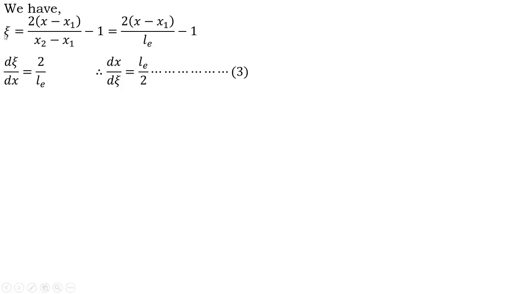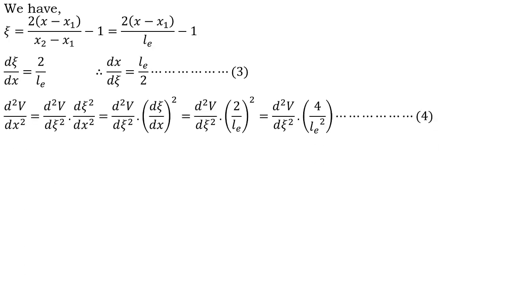Now when I differentiate this zeta with respect to x, I am going to get this. Differentiating with respect to x, 2x is 2, and differentiating 2 into x1, it is a constant, becomes 0, divided by length of the element as it is, and differentiation of a constant will become 0. Therefore d zeta divided by dx is equal to 2 divided by Le. Therefore dx divided by d zeta is the reverse of this, that is Le divided by 2. So remember this relation, which is required, I need to substitute in equation number 2.